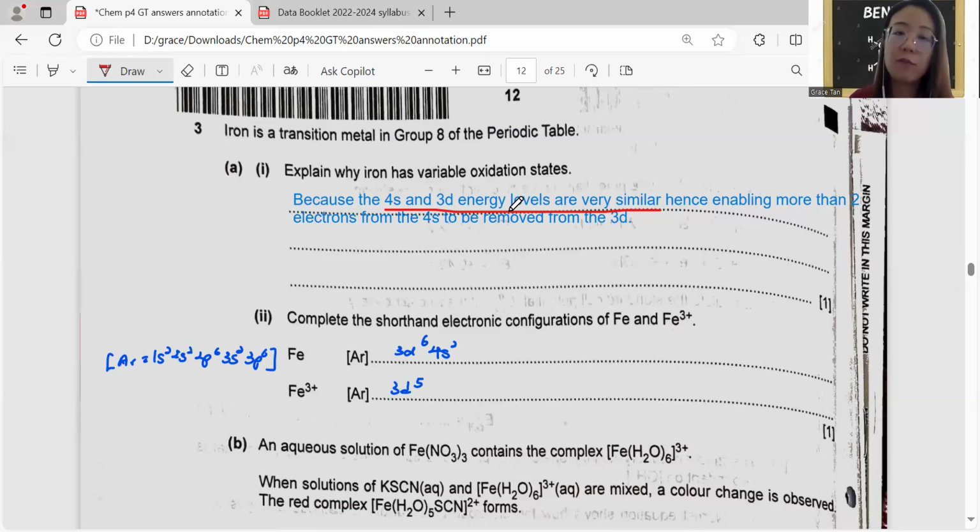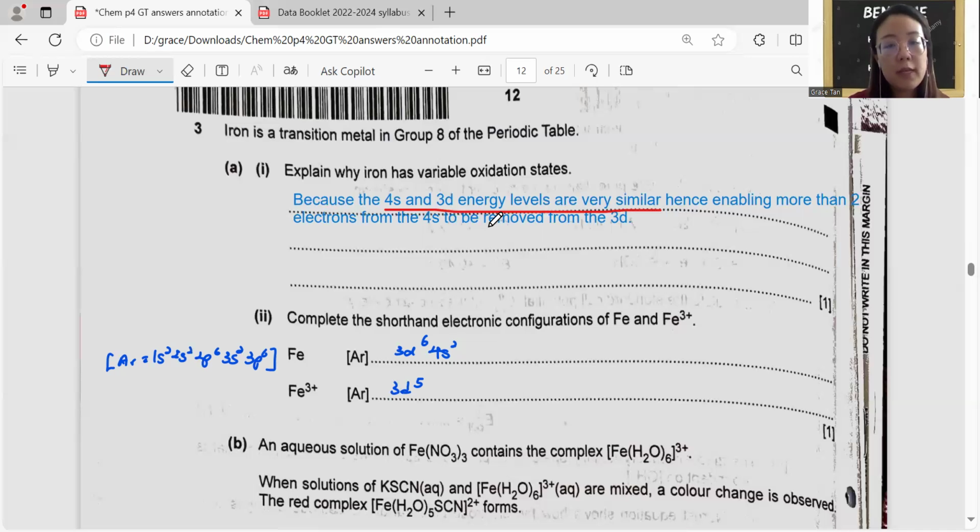And where did the 3rd, 4th, 5th electron come from? It came from the very near 3d energy level orbital. So that means the 4s and 3d energy levels are very similar, hence enabling more than 2 electrons to be removed from the 4s, and the rest removed from the 3d. Okay, 4s and 3d onwards.